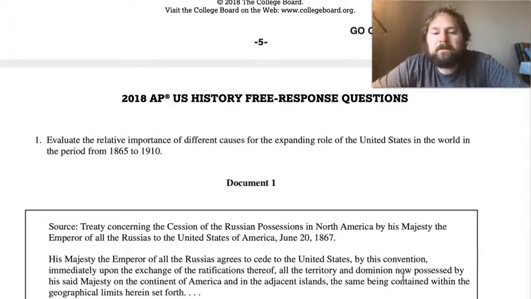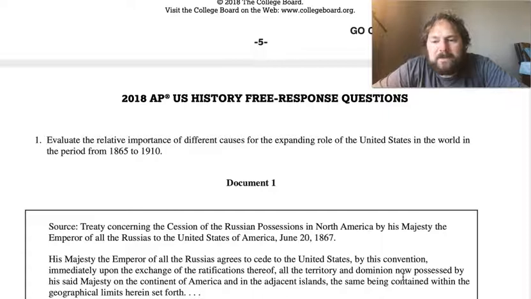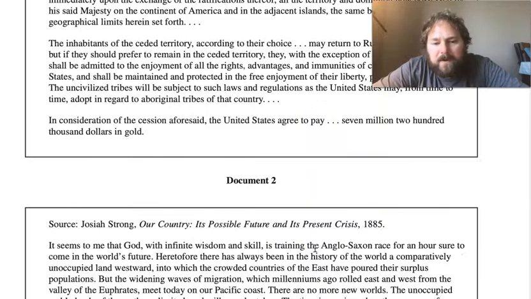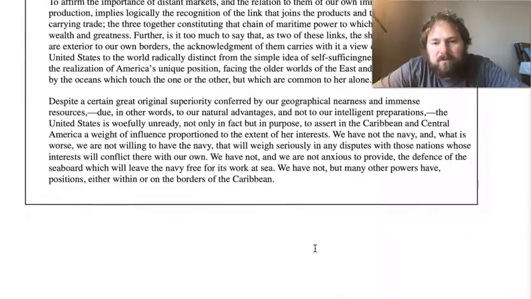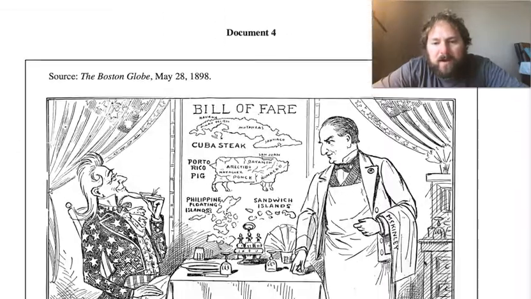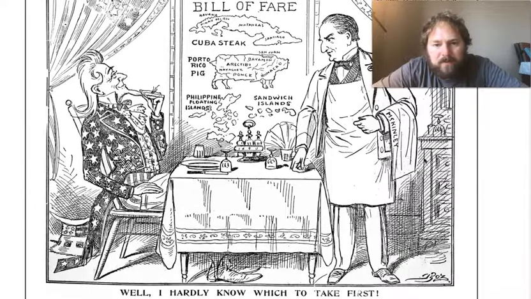Okay, so for these DBQs, you're going to be given 5 documents. You're going to need to use 4, because it's a shortened version of the test that they've given you before. I'm not going to go through all these documents, but let me look at one. Let me pull this up.